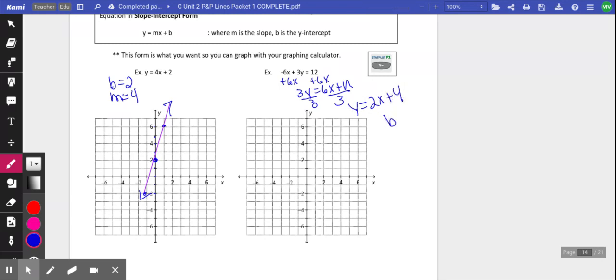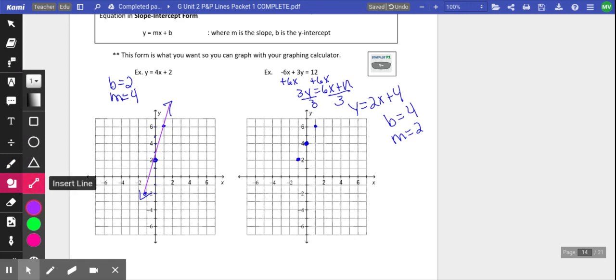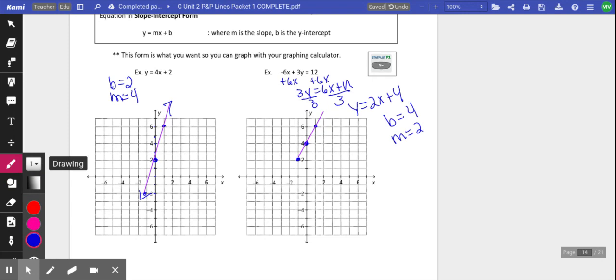So this has a y-intercept of 4 and a slope of 2. So I start at 4 on the y-axis, and I go up 2 over 1. Then I go backwards, down 2 and left 1, and I connect those with a straight line. You can always use your calculator to help you graph, but in order to do that, you have to be able to put them in y equals.